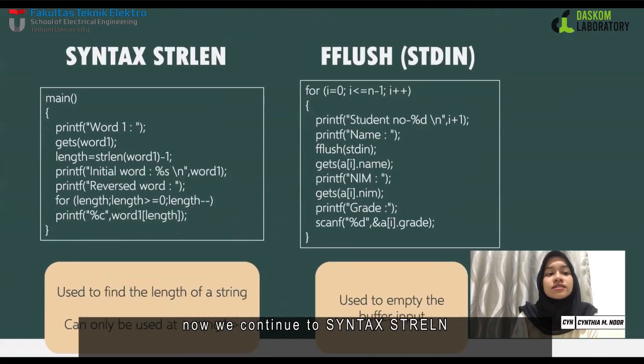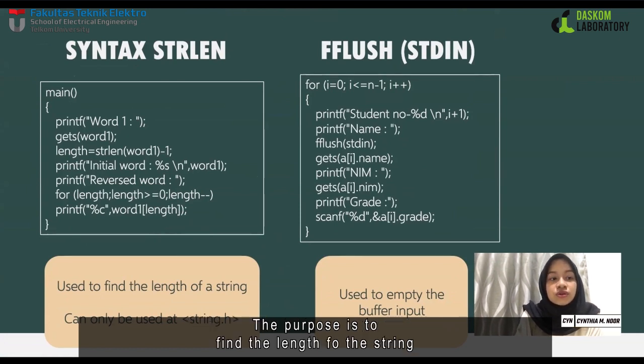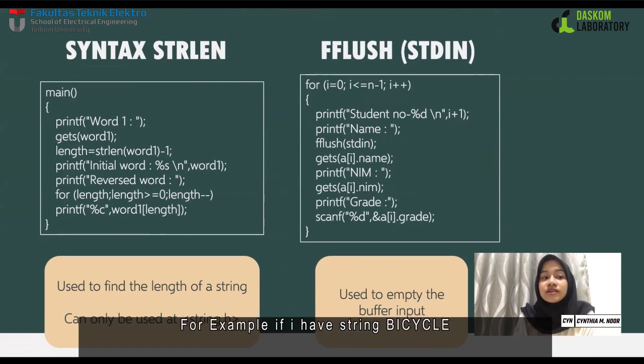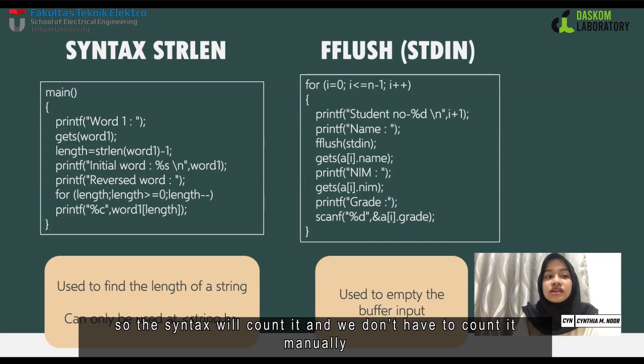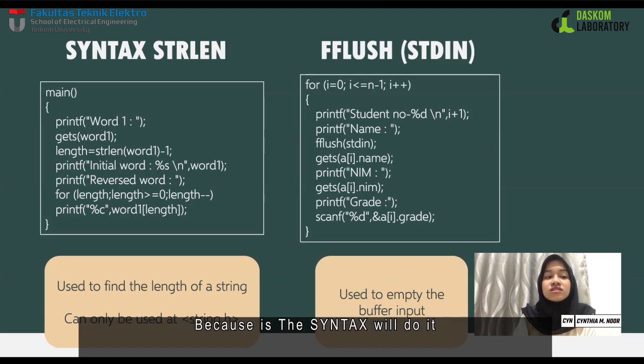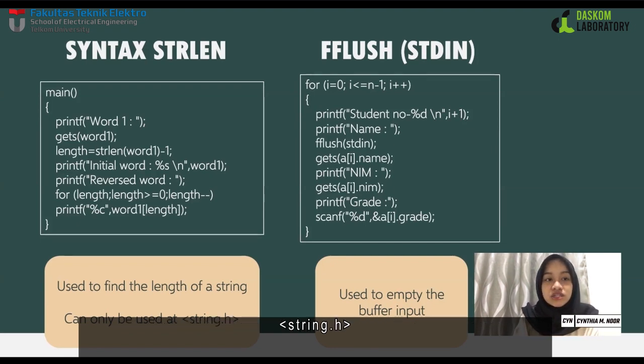Now we continue to the strlen syntax. So what is it? strlen is a string length syntax. The purpose is to find the length of a string. For example, if I have a string bicycle, the syntax would count how many characters are used in the bicycle string. For example, B, I, C, and so on. So the syntax will count it, and we don't have to count it manually because the syntax will do it. And then don't forget that this syntax can only be used with string.h.